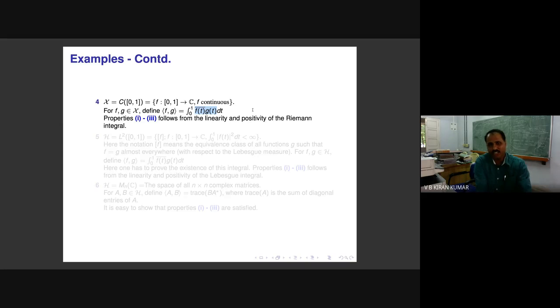Therefore you have the typical Riemann integration now. So you can consider the Riemann integration of that. You don't have to worry about the existence, because every continuous function on a closed and bounded interval is Riemann integrable. So you consider the Riemann integral of f g bar. This is how we define the inner product of f and g here.